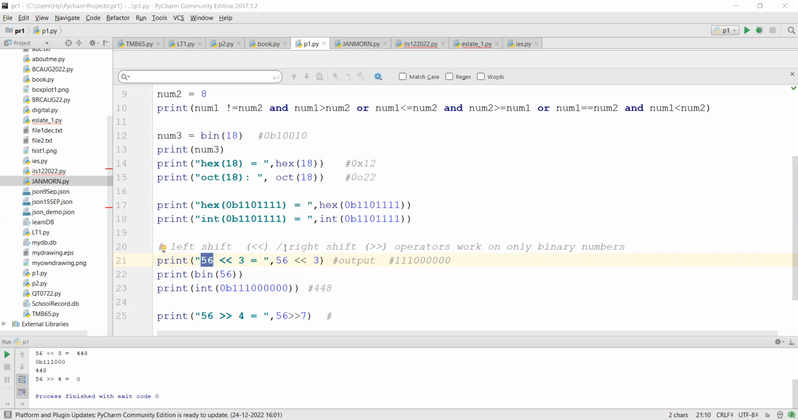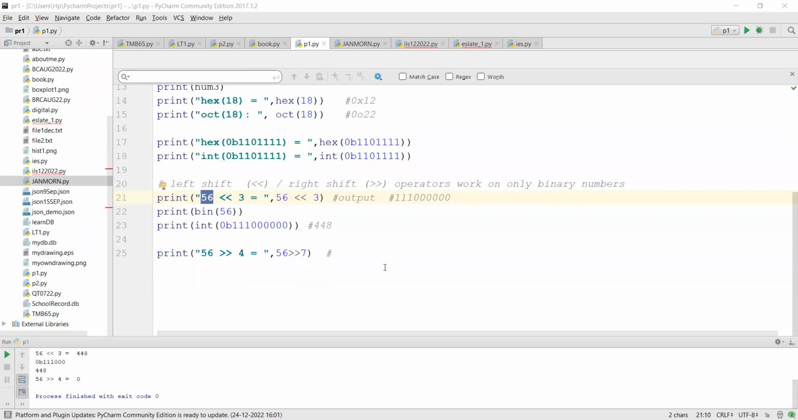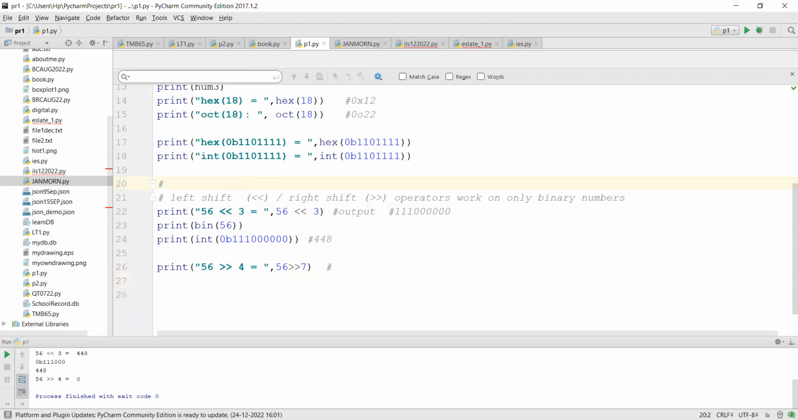So this is how the left shift and right shift operators work, and this has some significance: left shift will multiply by 2 and right shift will divide by 2. They work on binary numbers. There are two more operators on binary numbers that we don't use. We will not use them, but since we're talking about binary numbers, let's cover them also. These are called bitwise operators, just like we have arithmetic operators, comparison operators, logical operators.